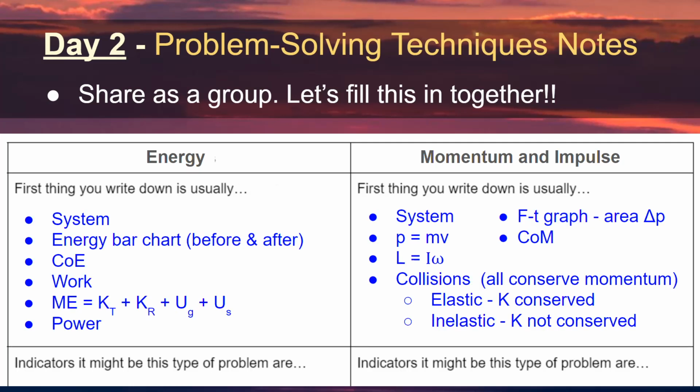Does anybody have anything to add for momentum and impulse? Again, there could be other stuff. This is just, like I said, what we put in the chart last year with my class. If y'all don't have anything else, we'll just keep going forward.